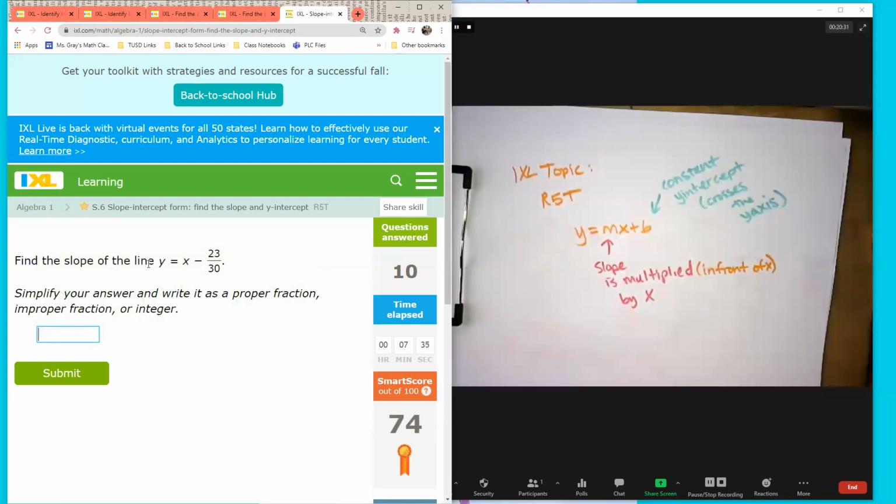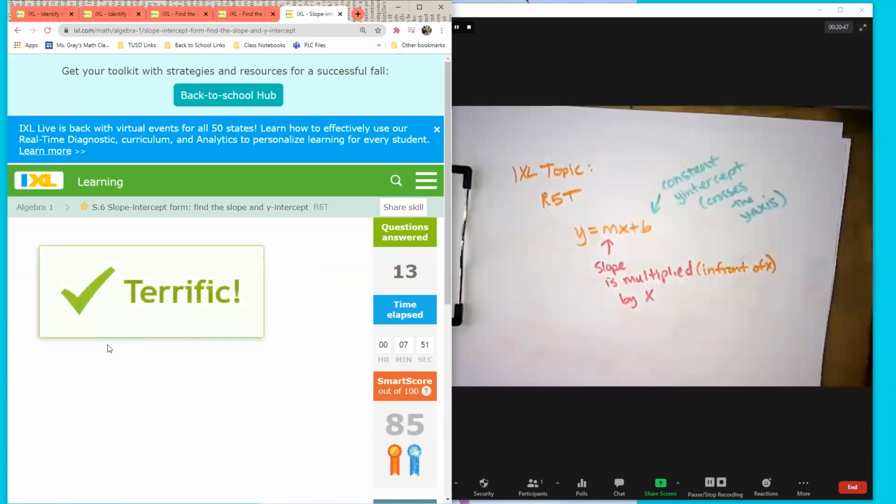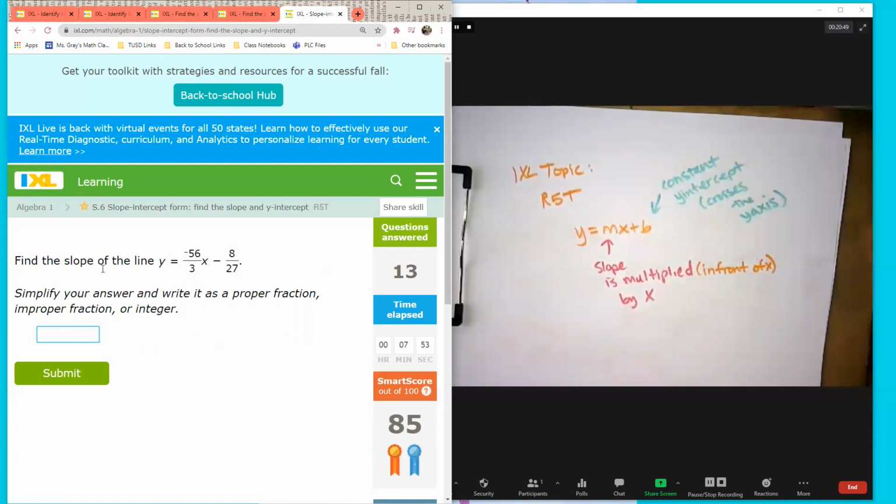Slope, ooh, slope this time is invisible. So what number is invisibly in front of this x? Hopefully you know it's a 1. So this would be a negative 1. And then y-intercept for this would be 2/5. So I'm already up to 85, and it looks like they're just making the numbers bigger now. So hopefully you feel like you can get past that too.